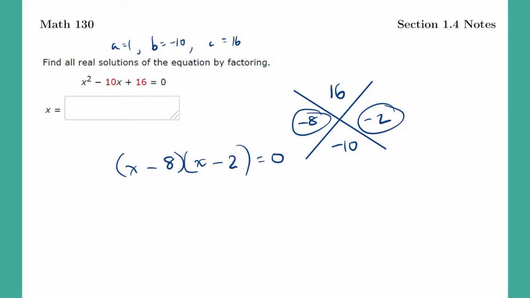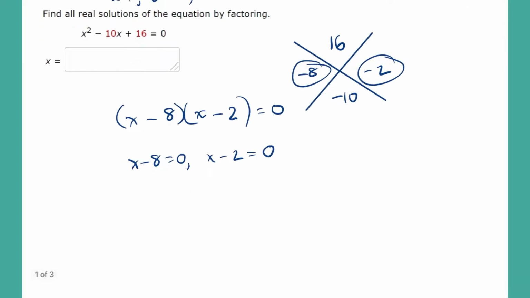All right, and now in order to solve, we have to set each of these factors equal to 0. That's called the zero factor property. And then we solve each of those individual equations. So x equals 8 and positive 2. So 8, 2 would be our final answer.